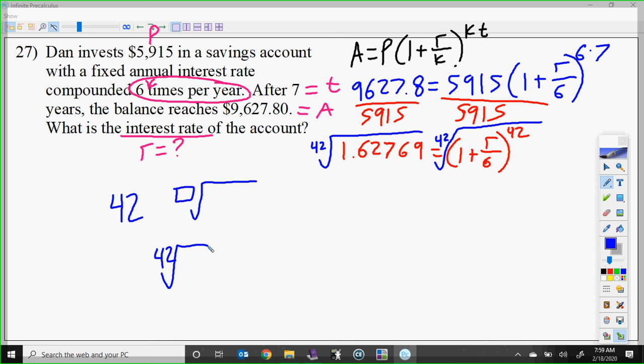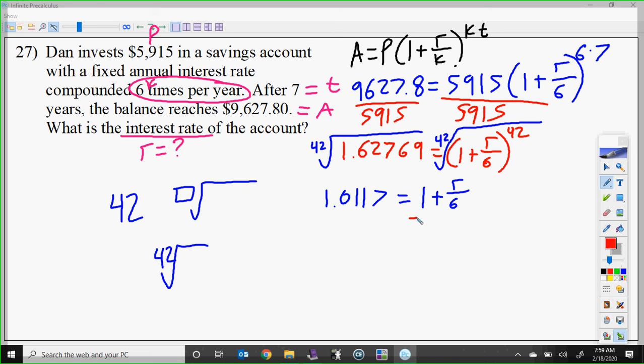There we go. So when I take the 42nd root of this, I end up with 1.011, and we'll round to 7. We'll have 6's after that. Equals, well, the 42nd root and the 42 just cancel out, and I got 1 plus r over 6.